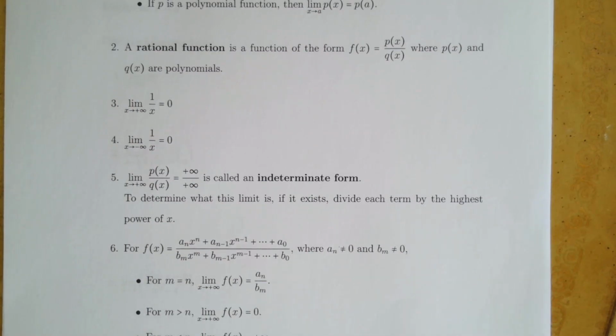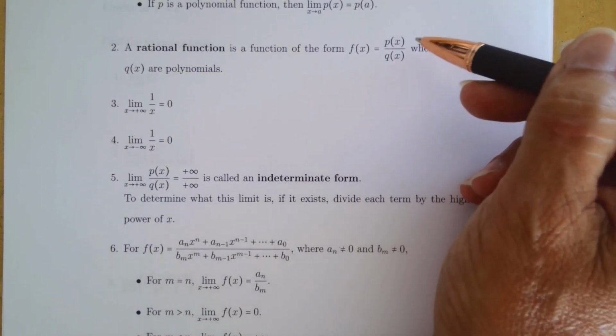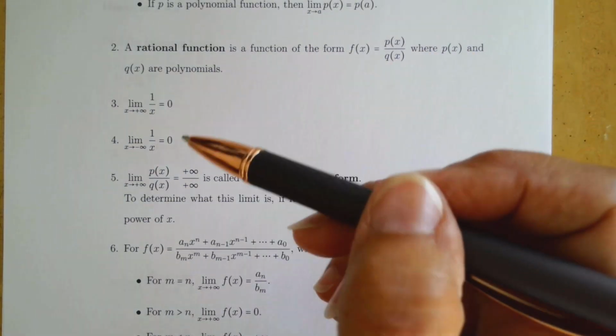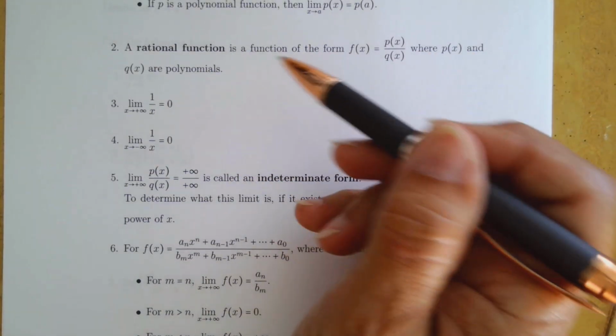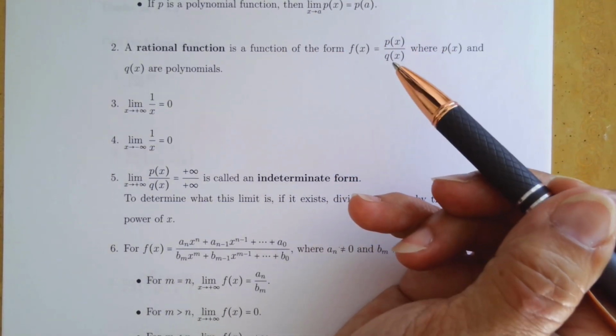Now, number 2 is about rational functions. So we've done work with rational functions. We know we can factor. We know that we should always plug in the number first and see what kind of form we get. So we've learned a little bit about rational functions, and this is just a little bit more information. Number 2 says a rational function is a function of the form f of x equals p of x over q of x, where p of x and q of x are polynomials. So, right, a rational function is a polynomial over a polynomial. We've already been working with those in the last couple sections.